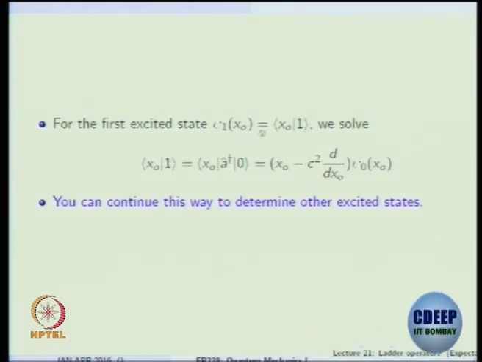First excited state will be, take the ket 1, find its projection on x naught, that will give you the position space wave function of the first excited state at a point x naught. I can write that as x naught with 1 as a dagger on 0. A dagger, if I operate it on 0, it is root 1 times 1, which is exactly this, root 1 is just 1. And then what is a dagger?